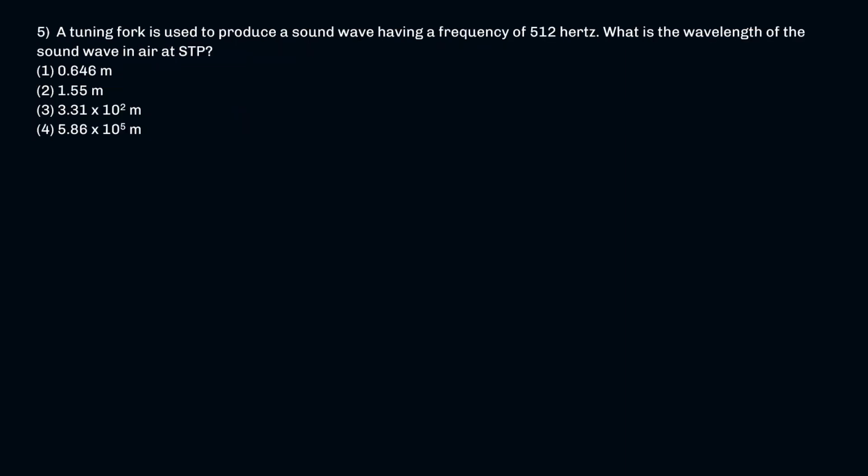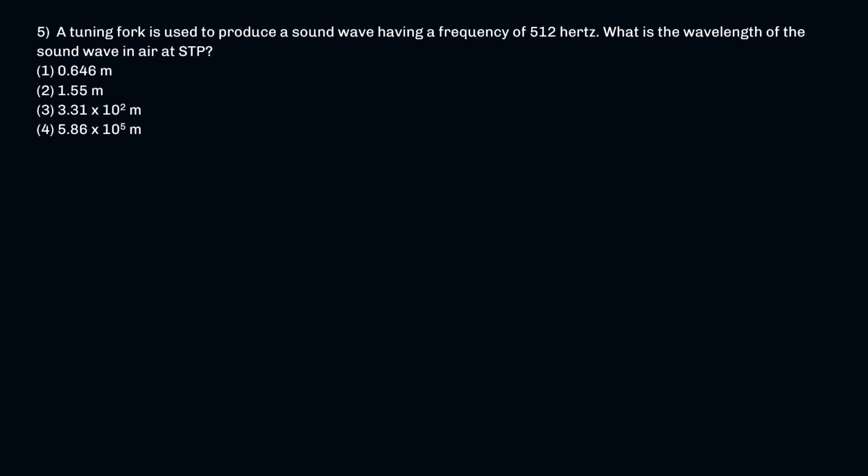All right, so example number 5, we have a tuning fork used to produce a sound wave having a frequency of 512 hertz. What is the wavelength of the sound wave in air at STP? All right, so this is a math question. So with the math questions, you always want to take out what they give you in the question, write it out on the side, and then figure out an equation you're going to have based on that.